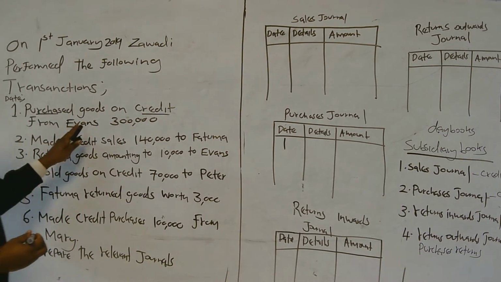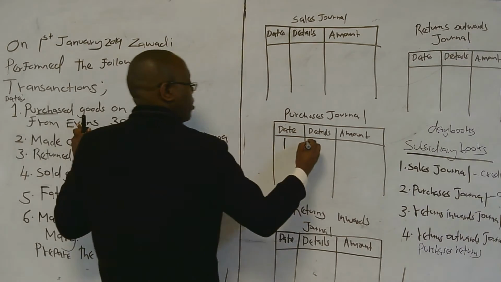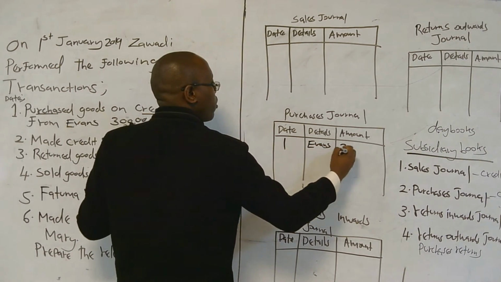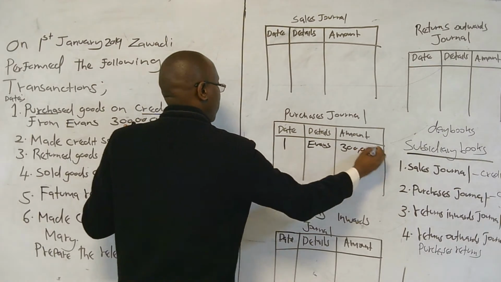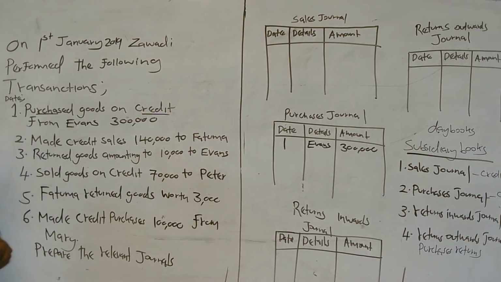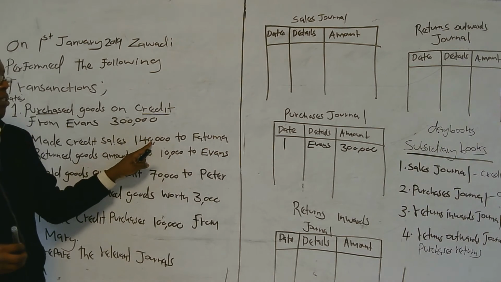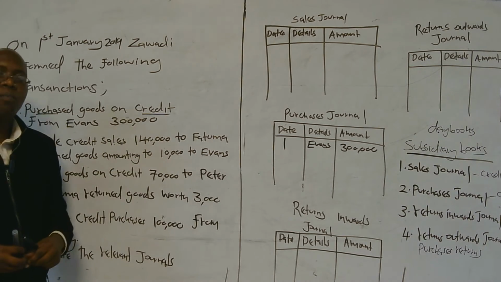And then we purchased from Evans, so you're going to write Evans here. And then you will write the amount, which is the 300,000 shillings, that way. And then on this particular date too, we have been told that we made credit sales of 140,000 shillings to Fatuma.